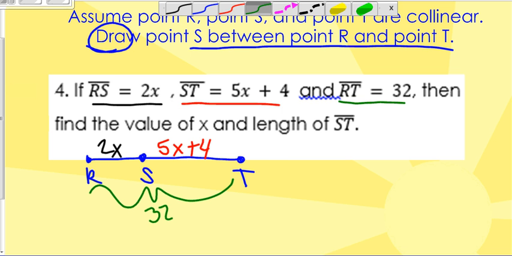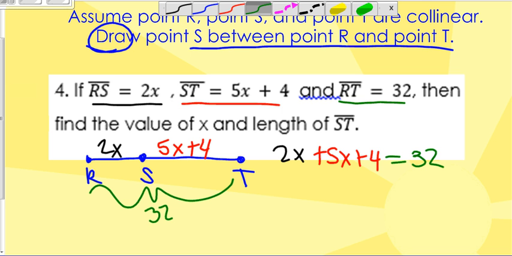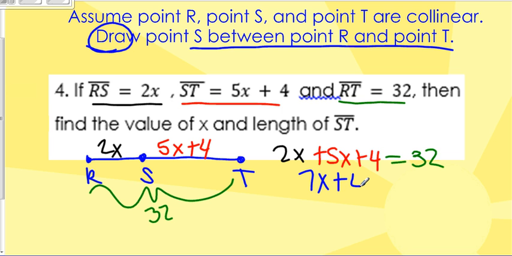And again, I'm going to do my part plus part equals whole. So 2x plus 5x plus 4 equals my 32. And now I'm just going to solve here. So I've got 7x plus 4 equals 32. Subtract 4 from both sides.